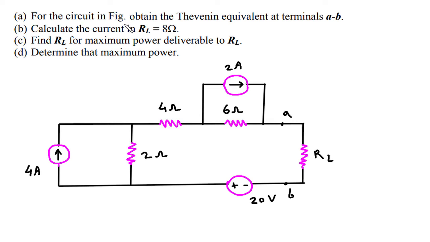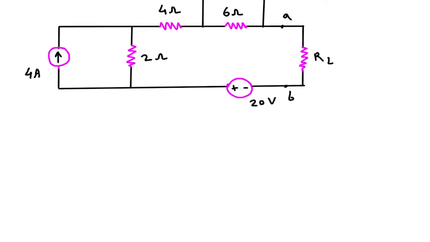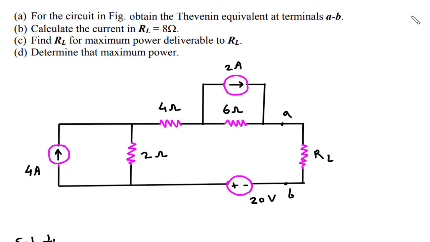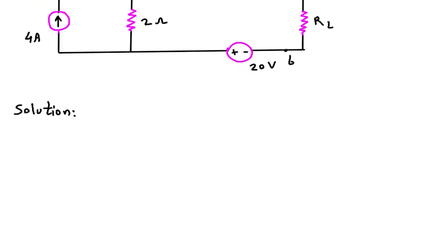For the circuit in figure, obtain the Thevenin equivalent at terminals AB. We have to find the Thevenin equivalent for this circuit. So we have to find RTh and VTh. Solution. This is for A.